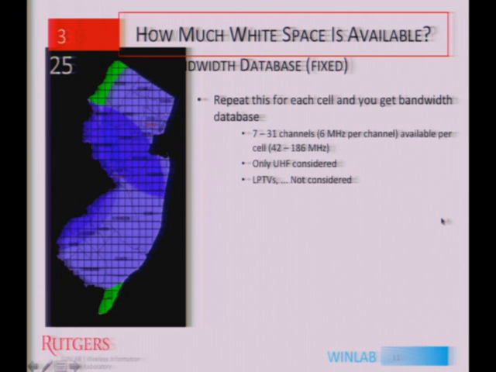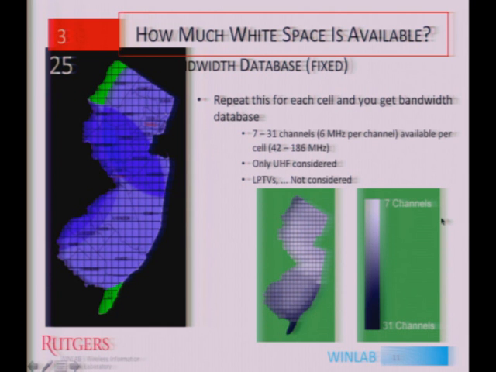In doing this, our conclusion was that between 7 and 31 channels will be available everywhere in New Jersey. Each channel is 6 megahertz, so that's 42 to 186 megahertz. Keep in mind that we only considered UHF for this study, and we did not consider the effect of low power TVs or any other transmitters that might be limiting a little bit. This is the mapping of those 7 to 31 available channels. Obviously you can see that around New York City and Philadelphia it's less, and at the top and bottom it's more.